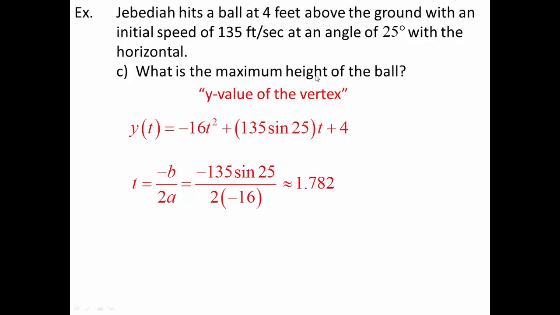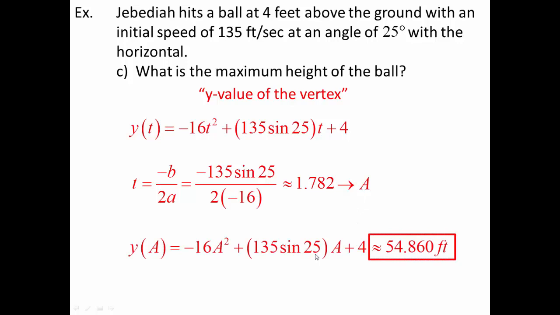The question is, what's the maximum height? I want to know the height of the ball at that point. Again, don't retype things in your calculator. Go ahead and store that in one of your alpha letters, and then instead of typing in 1.782 for the height function, go ahead and type in a for the height function, and you should get roughly 54 feet. So the maximum height of the ball is 54 feet, and it occurs after about 1.8 seconds.